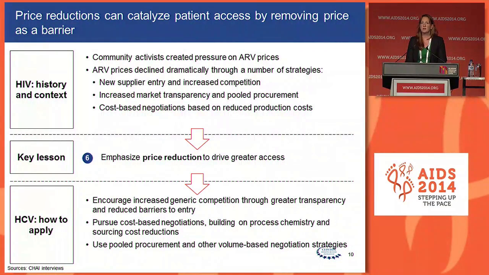The other side of access to generics is on price reductions. And in HIV, there has been a number of successes in getting low-cost generics to the market. There have been strategies such as volume-based negotiation, pooled procurement, the pressure brought on by global advocates, various legal methods to overcome patent barriers, increased competition amongst generics, bringing more generics manufacturers to the market, have all been very key aspects for how we reduced generic pricing.